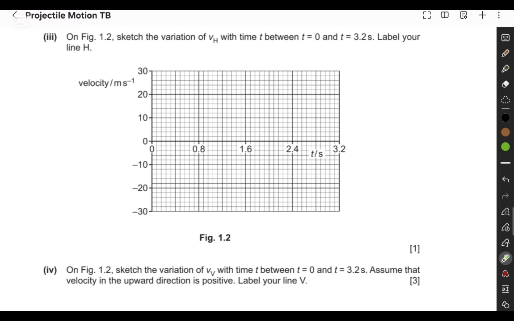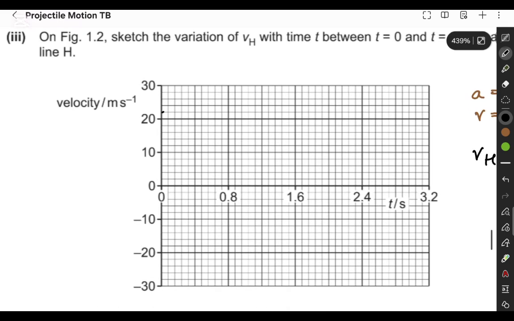So part III, it says on figure 1.2, sketch the variation of the horizontal velocity with time t between t equals 0 and t equals 3.2 seconds. Label your line H. Okay, so we know that in the horizontal direction, the acceleration is equal to 0. So the velocity will be constant throughout the projectile motion. And we know the horizontal velocity is going to be equal to 23 meters per second. So we have 22, 24, 26, 28. So between 22 and 24, we're going to draw a straight line and we're going to label it H.